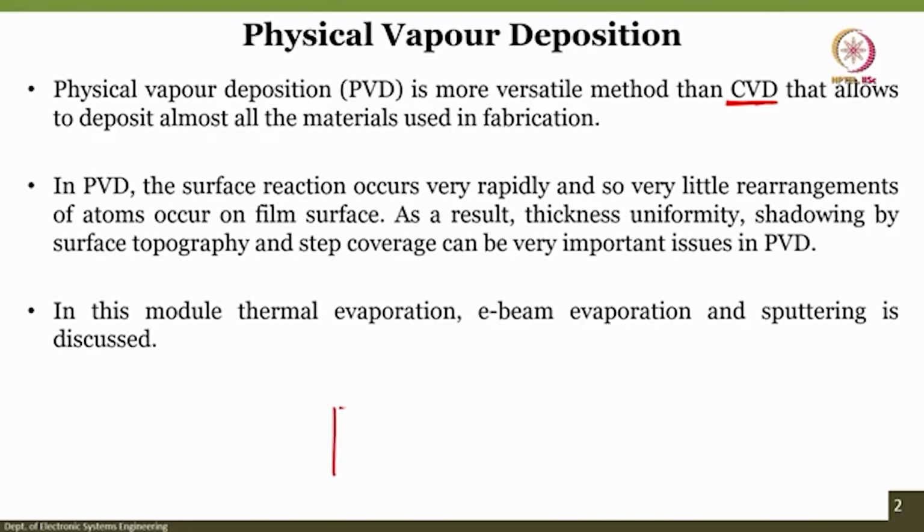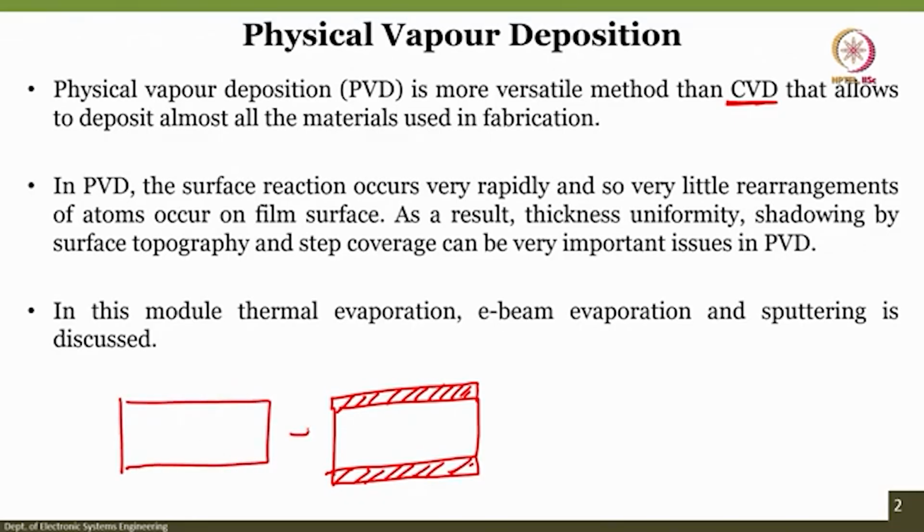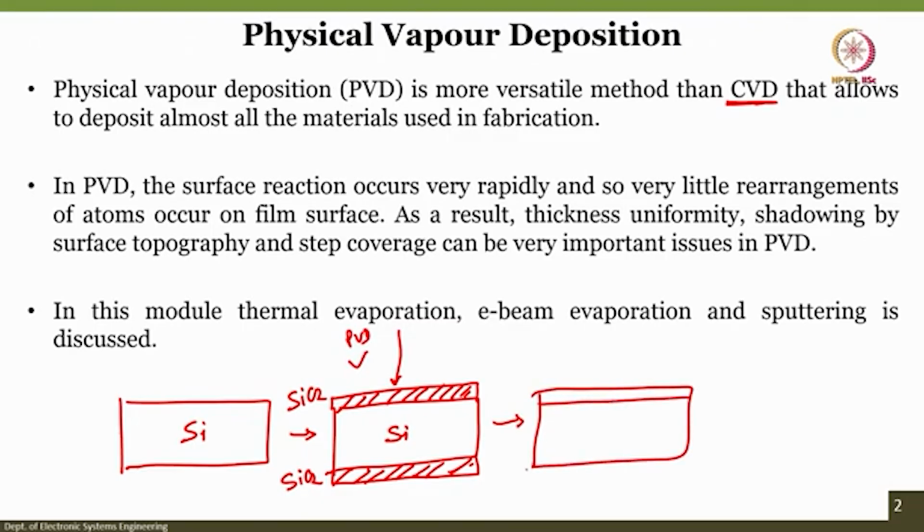If you have a silicon wafer, and on it you have your oxide, it becomes an oxidized silicon wafer. Just for representation I am not drawing the oxide on both sides, but you can if you want. So, silicon dioxide on a silicon wafer. Can you deposit silicon dioxide with PVD? Yes.